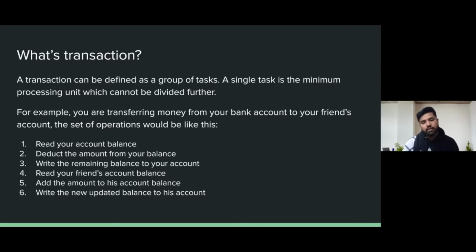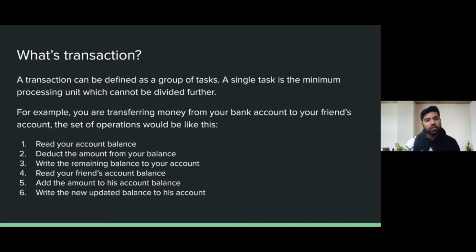it will go to the next step and deduct the amount from your account. Then it will write the updated, remaining amount on the database. Then it will forward this transaction to another bank. Take the example that we are talking about the same bank. Then the same bank will read your friend's account balance, add the amount and write it over there. So all these 6 steps are actually one database transaction.